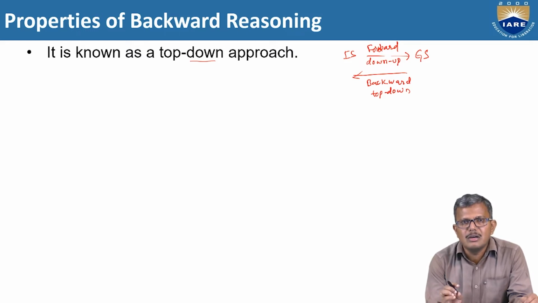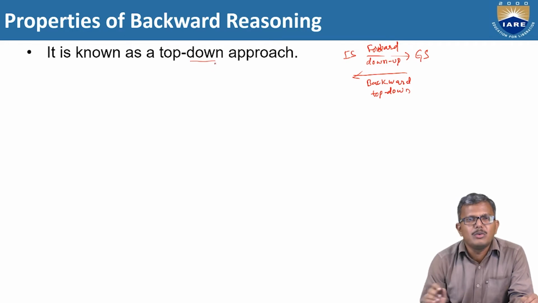In both cases, our intention is the same: we need to find the path between the two states. The only question is where you are starting from to identify the path. If you start from the initial state and move towards the goal state, it is forward reasoning. If you start from the goal state and move towards the initial state, it is backward reasoning. That's why we call backward reasoning a top-down approach.